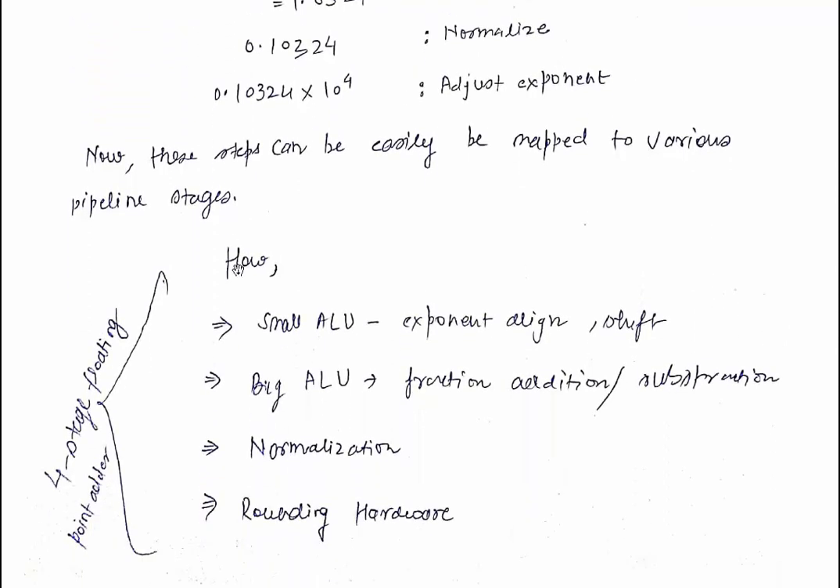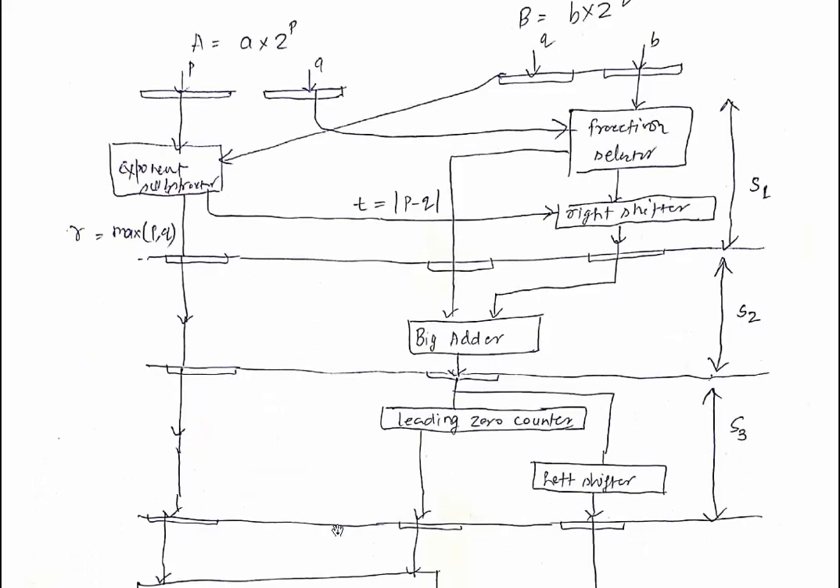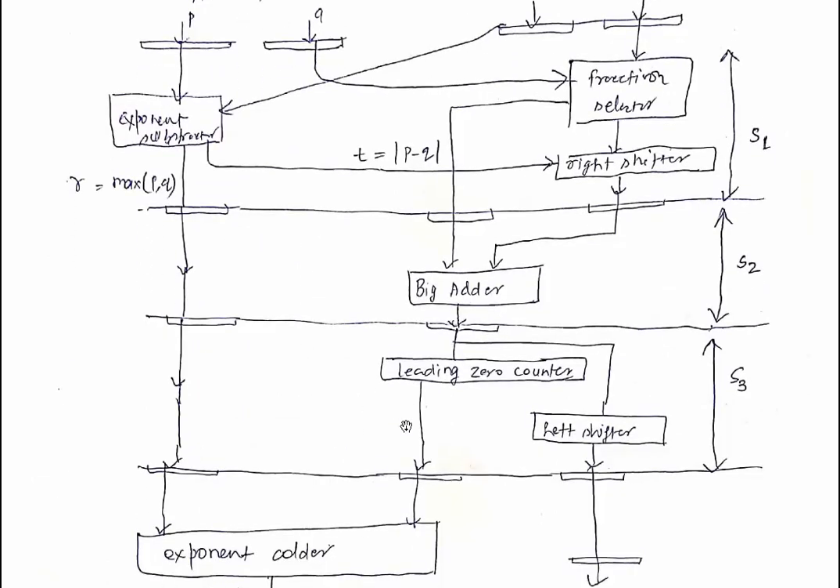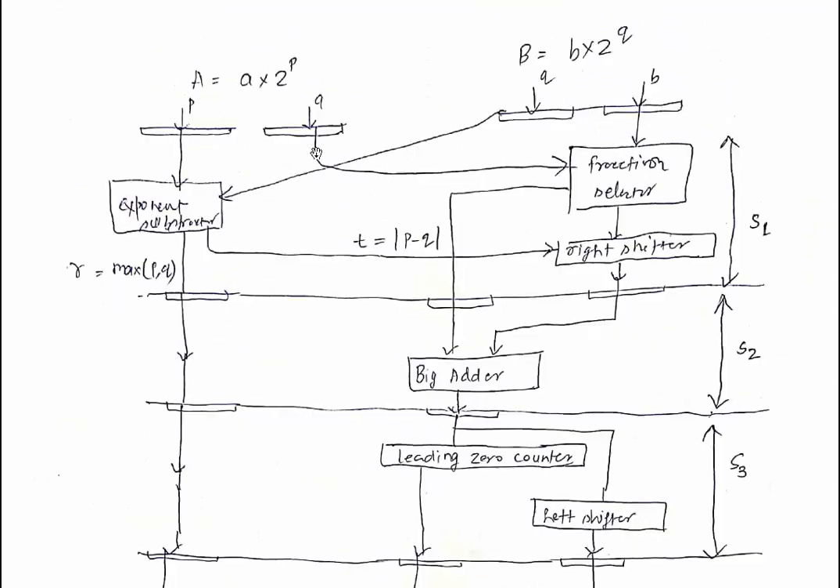Exponent alignment plus mantissa shifting can be done by a small ALU, fraction addition or subtraction can be done by a big ALU, and after that normalization and rounding hardware. So these are the four stage floating point addition steps. How do we map these into hardware? This is your hardware diagram. You have two numbers, a into 2 raised to power p, and b into 2 raised to power q. p is the exponent, q is the exponent, a is the mantissa, b is the mantissa.